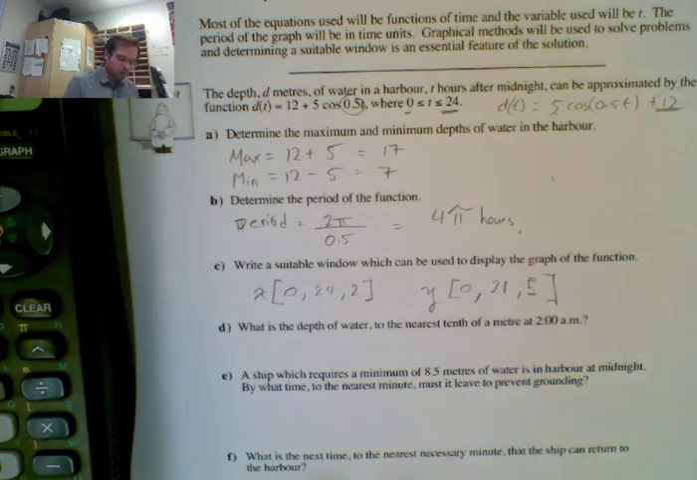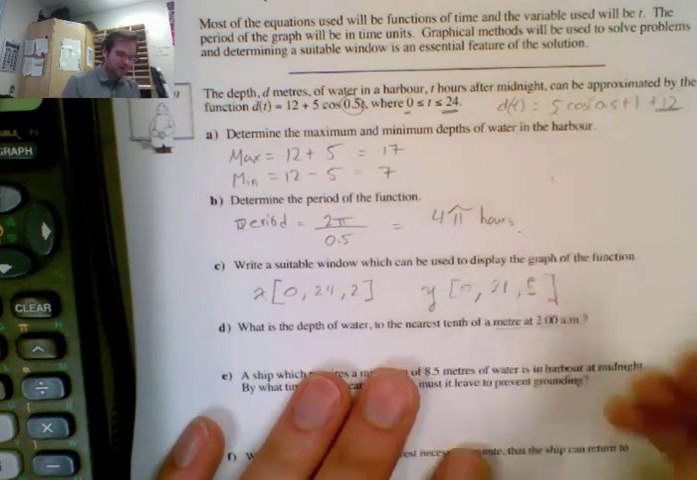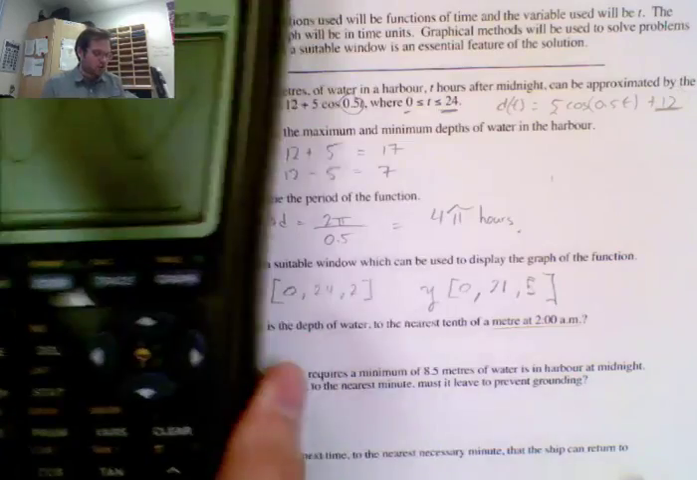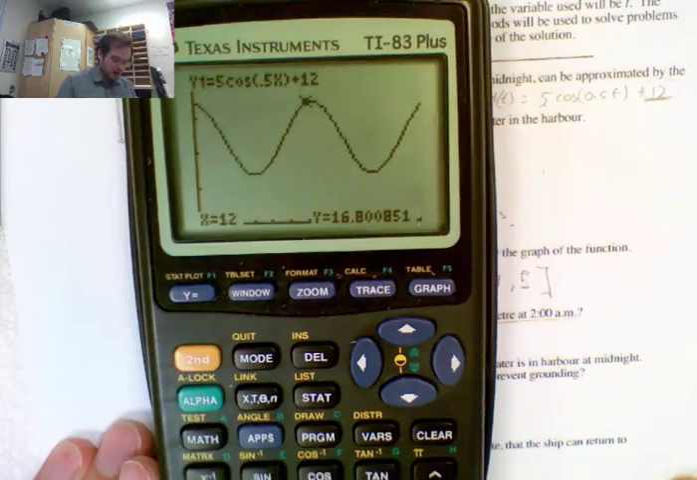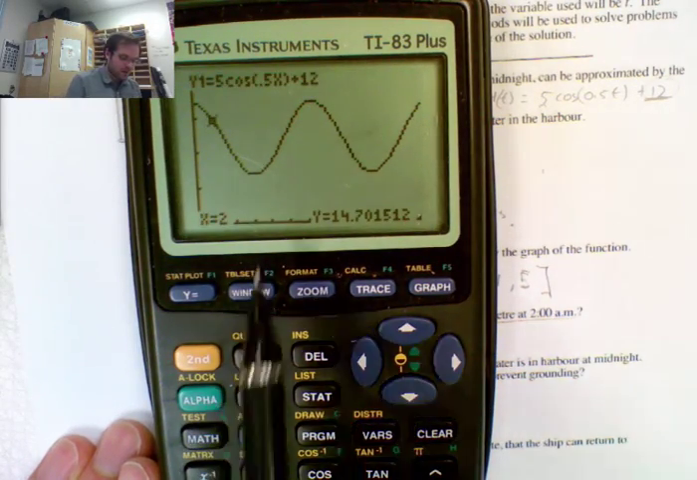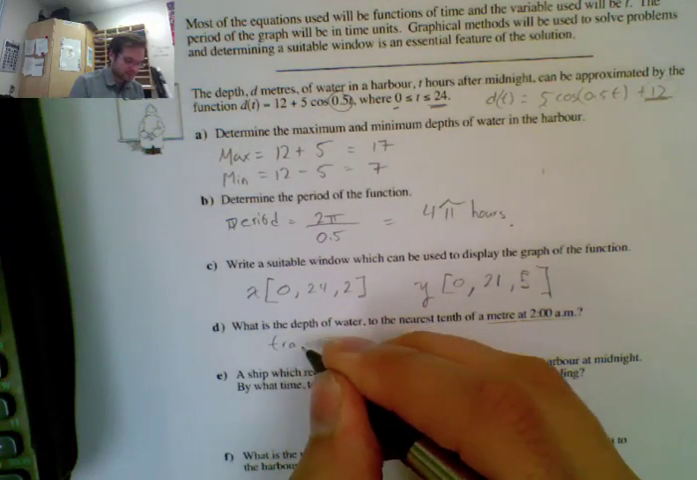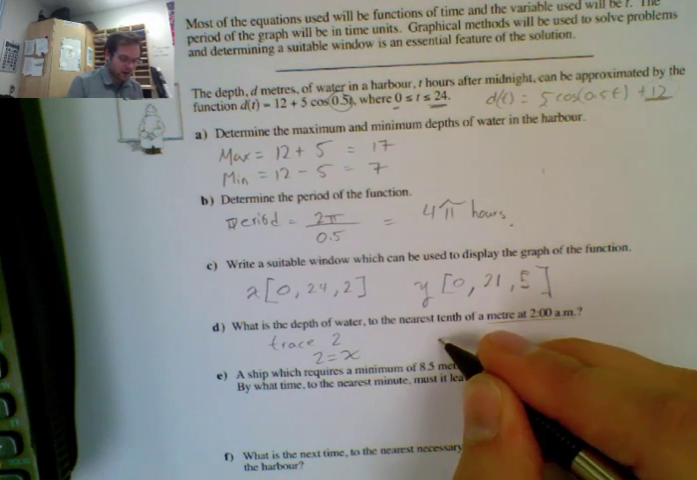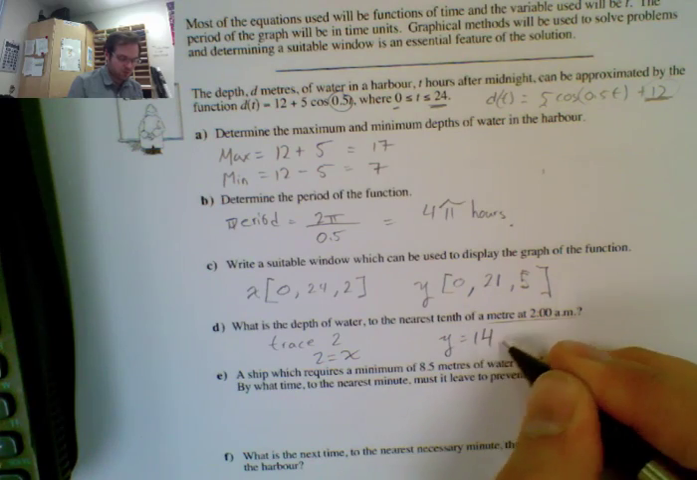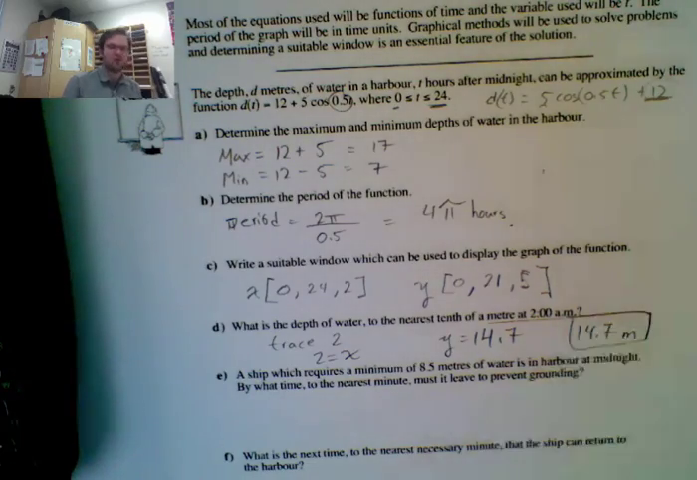So what is the depth of the water at 2 a.m.? Well, I want to be looking at this here, 2 a.m., and my time starts after midnight, so that's going to be at 2. So I'm going to trace at 2 here. I'm just going to push trace, because we want when x is equal to 2, and we end up getting my y value is 14.7, so 14.7 meters is the depth at 2 a.m.